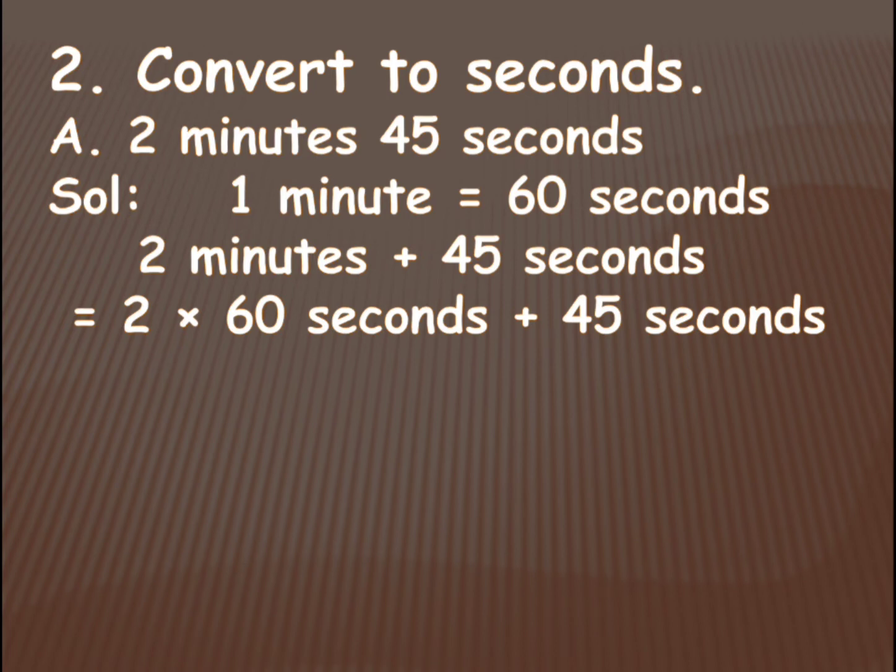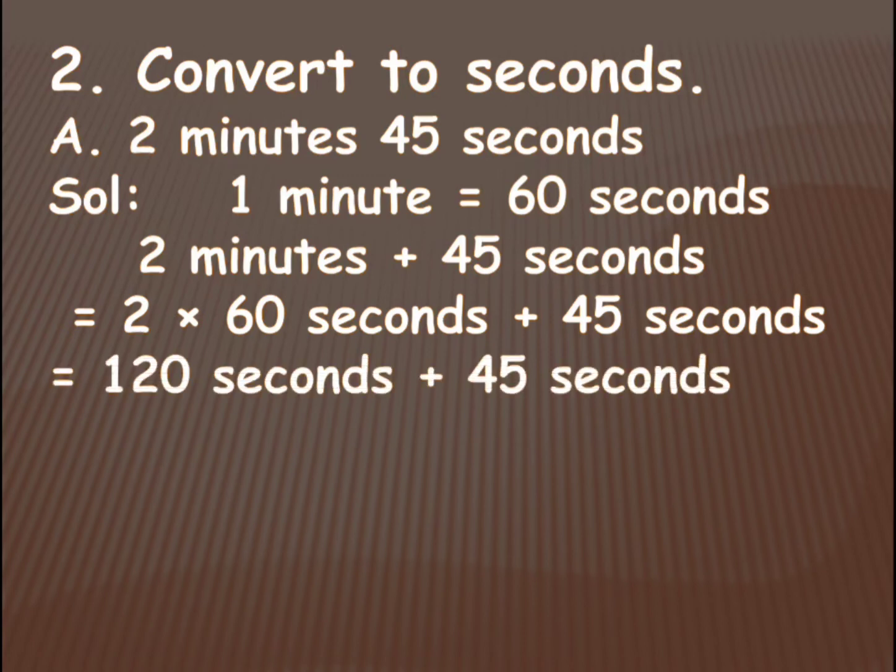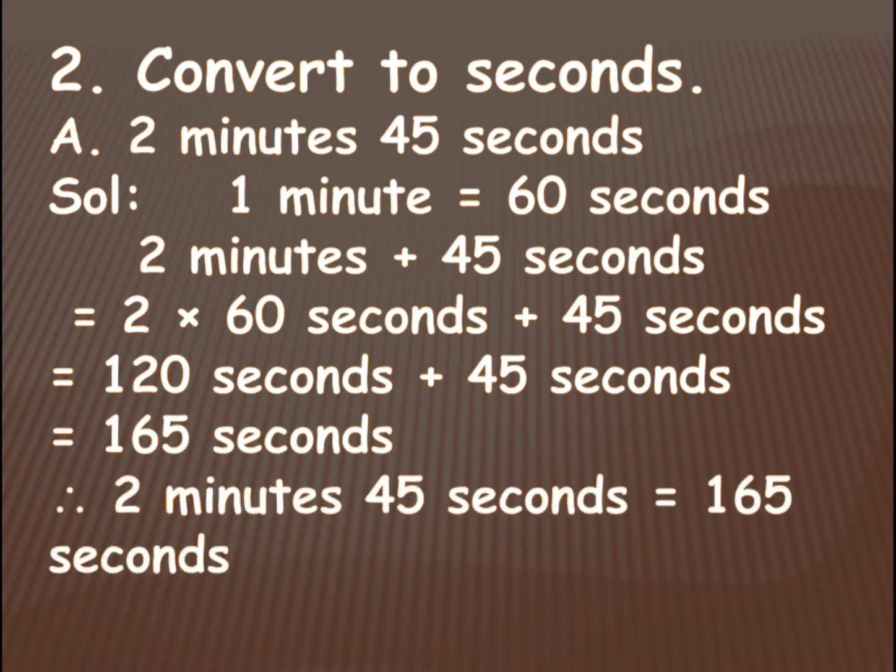2 into 60, 2 zeros are 0, 2 sixes are 12. That means 120 seconds plus 45 seconds. Now both are in seconds, so both are in the same units. You can directly add them. That becomes 165 seconds. Therefore 2 minutes 45 seconds is equal to 165 seconds. Okay children, so in this way you have to convert the minutes to seconds. If they have given only minutes, only multiply with 60, then you will directly get the seconds. Let's see the next sum.